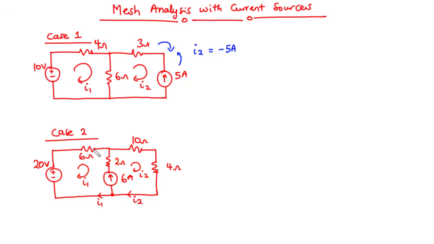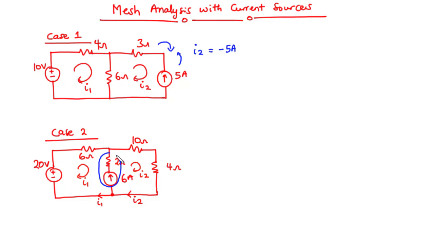Now for the second case, when a current source exists between two meshes, we create a supermesh by excluding the current source and any elements connected in series with it. Now let's look at this circuit. In this circuit, we have a current source 6 amperes, which is found between two meshes, that is mesh 1 and then mesh 2. Now what this primarily means is that because we have this 6 amperes current source being shared between two meshes, then we simply create a supermesh.